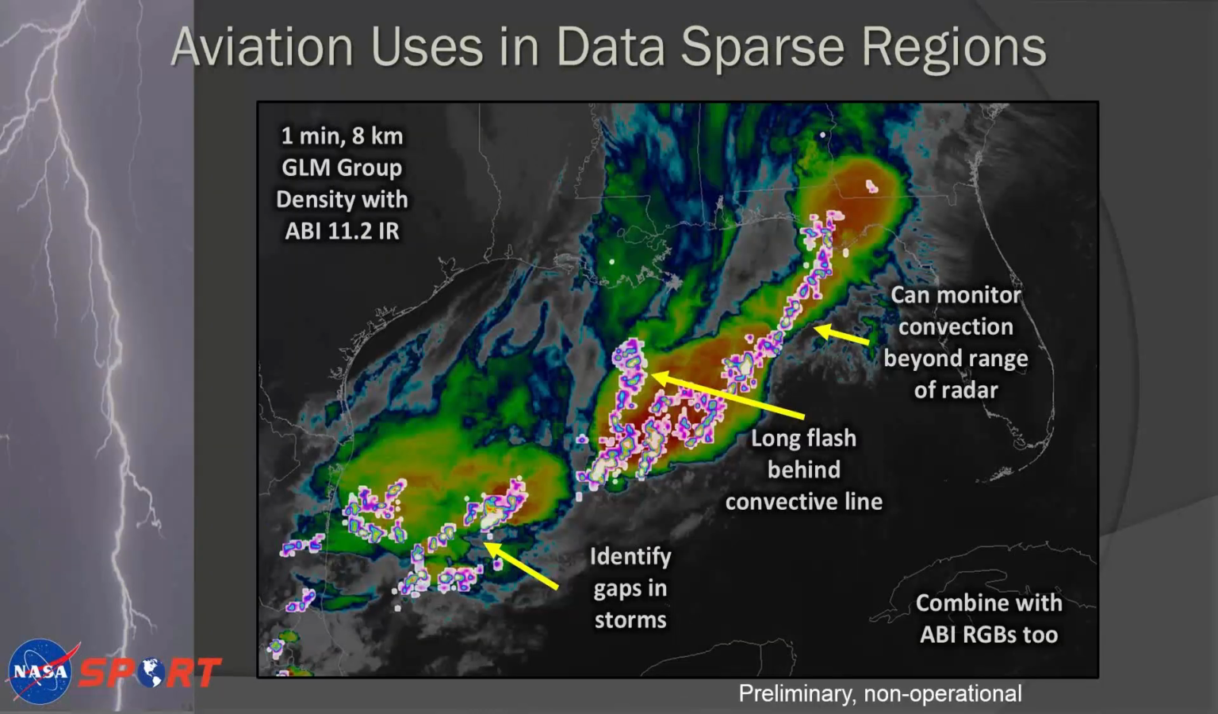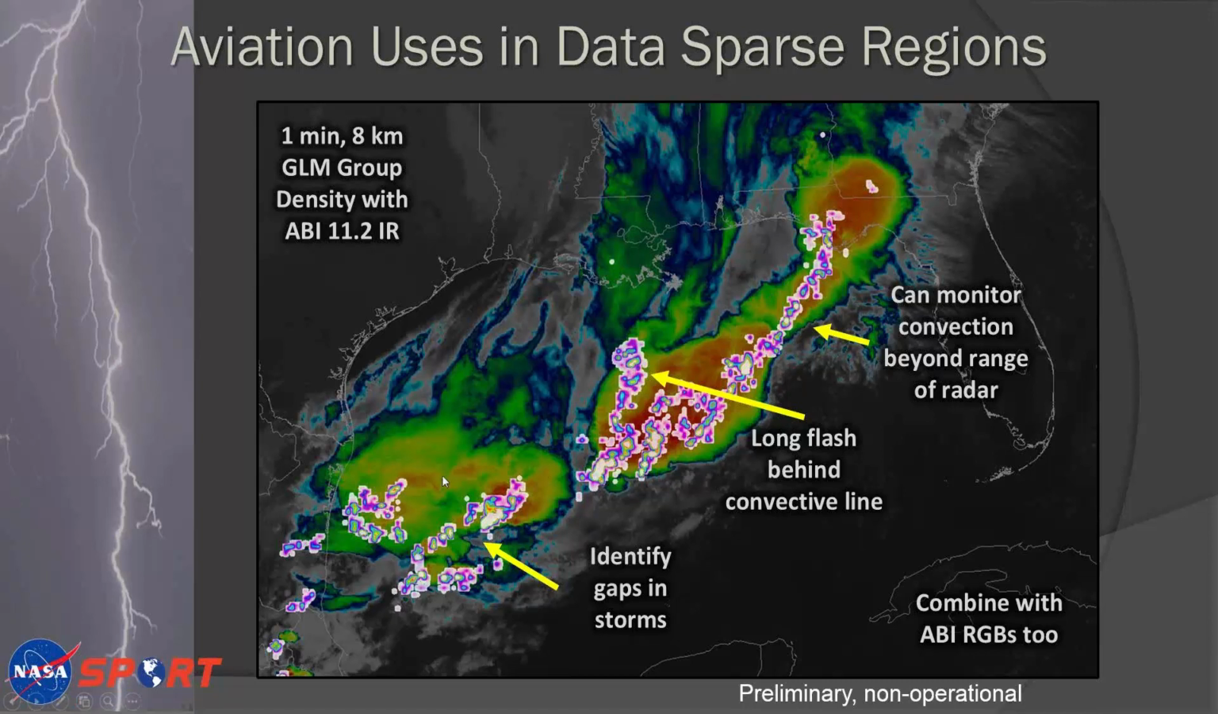So a first example, this is one I was showing more from our aviation partners. We're looking at the Advanced Baseline Imager 11.2 micron infrared imagery. So we're seeing a nice area of cold cloud tops extending over the Gulf of Mexico, a very large region of cold cloud tops, and this is overlaid with the 1 minute, 8 kilometer GLM group density. So the groups are that middle product for the GLM. The basic product is any pixel lit up by lightning, that's an event. Cluster those in time and space, you get a group, similar to the return strokes of a lightning flash, and then groups can be clustered into flashes.